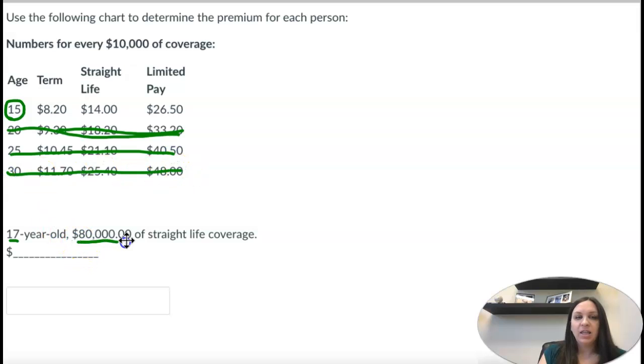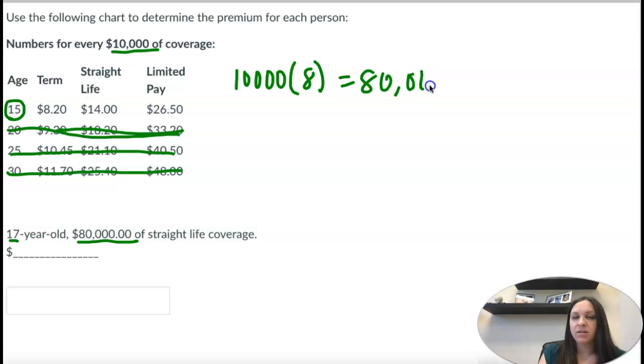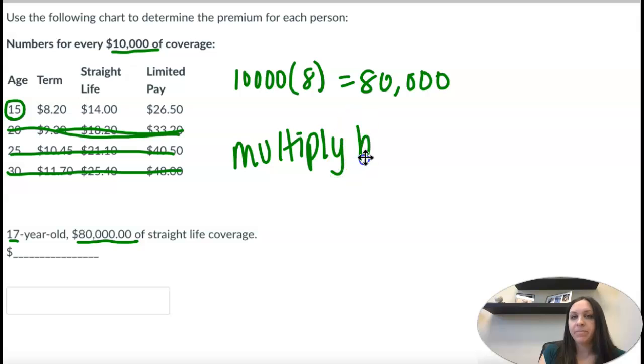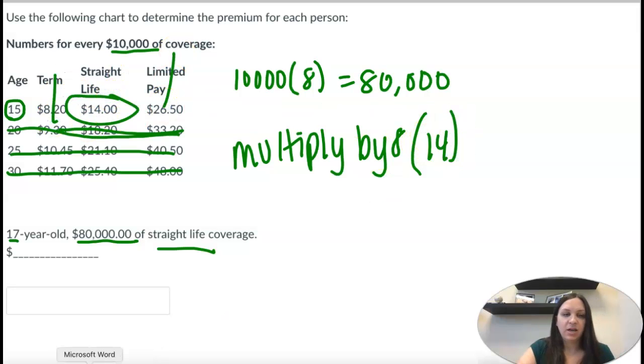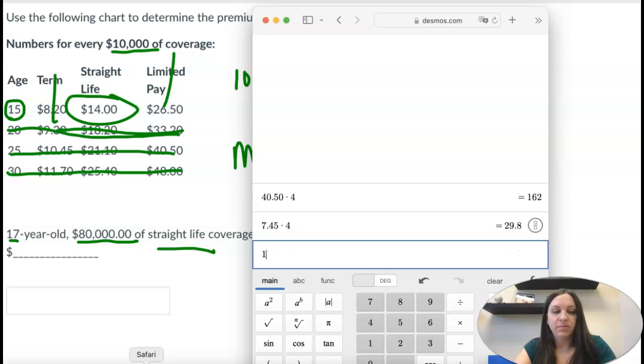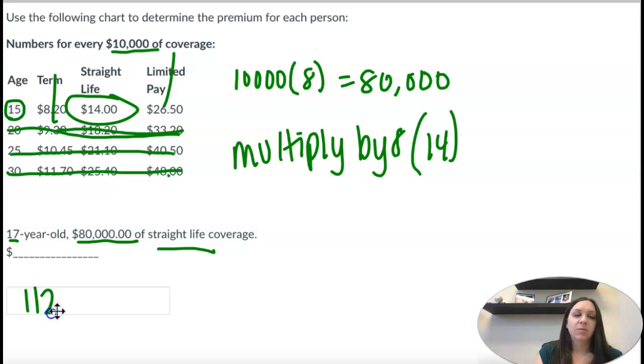And then $80,000. So this is 10. To get 80,000 we would multiply by 8. So we're going to multiply by 8. And then it's straight life. So this one. So 14 times 8 is 112. That would be the premium cost.